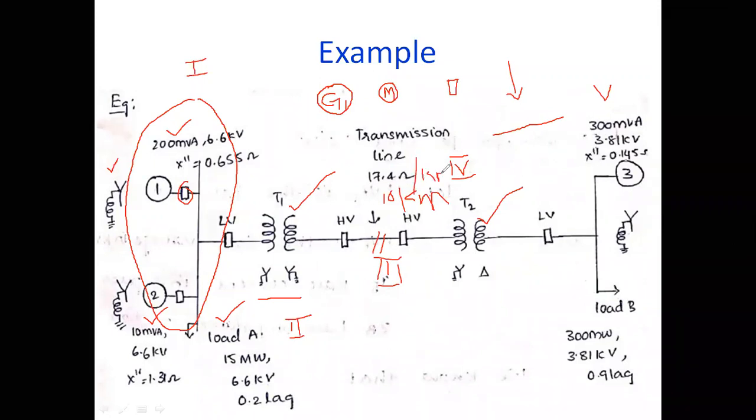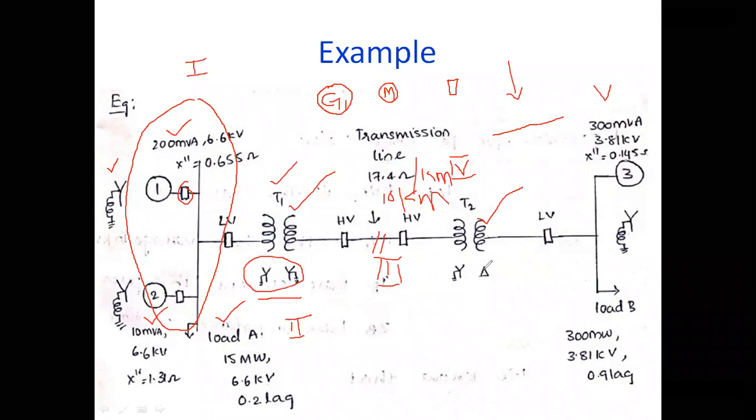If I have given you like this, now for a total of 10 kilometers, 10 multiplied by 17.4, that is the total impedance that has been connected in the transmission line, and you need to consider the same. Okay, so in this case, the transformer T1 primary winding and secondary winding both have been connected in a star connection, and the neutral is grounded.